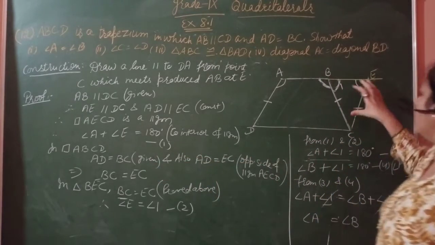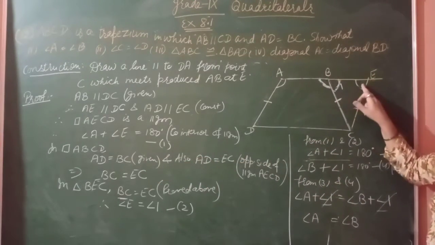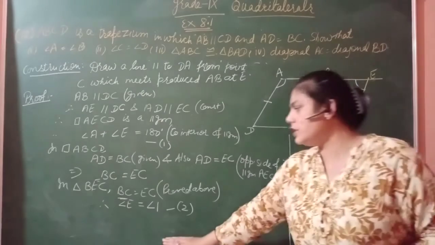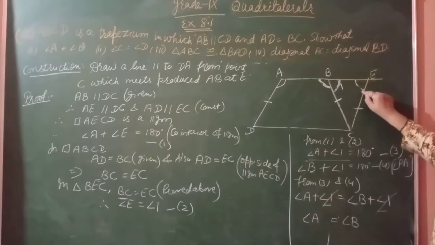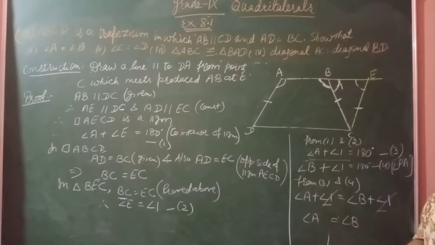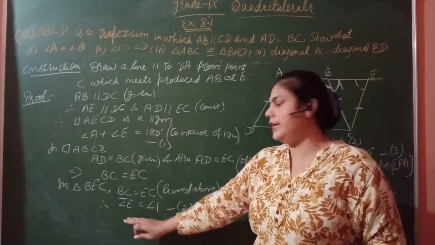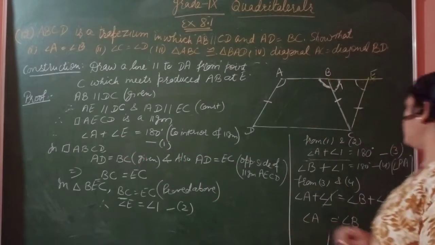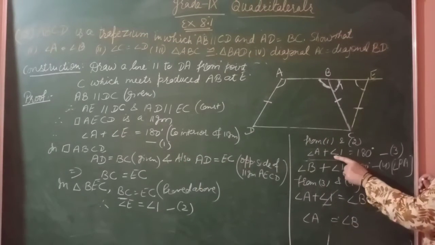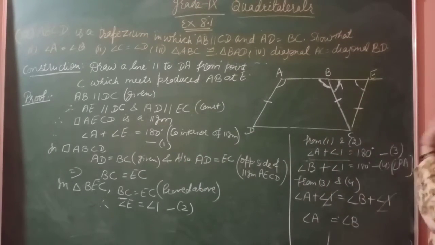So in the triangle, two sides are equal and their opposite angles are also equal to each other. So here we prove that angle E is equal to angle 1. So from first and second, we put the value of angle E as angle 1. So here, angle A plus angle 1, the sum is 180 degrees.